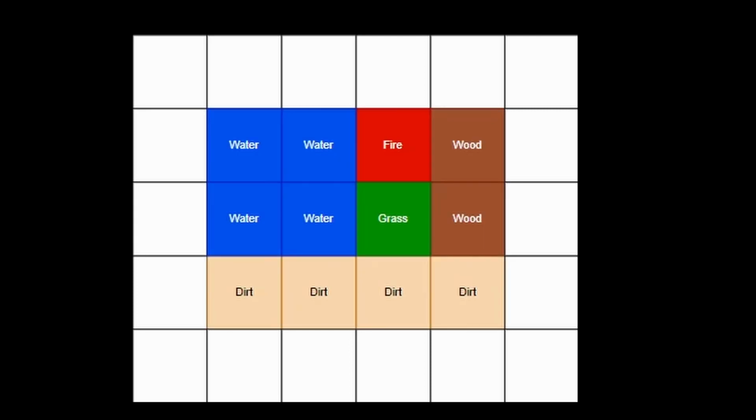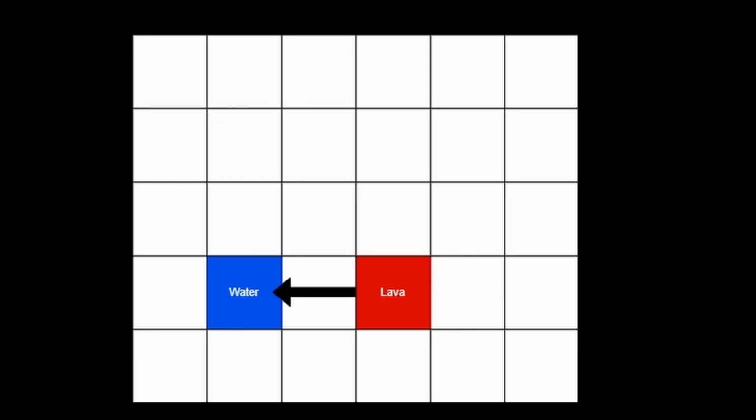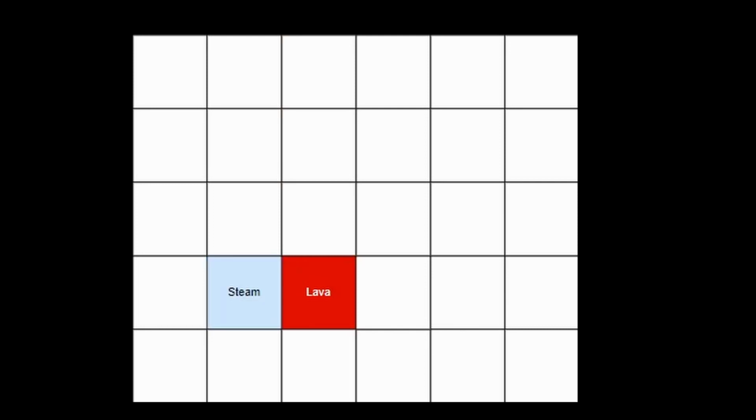Well, let's break it down into squares. Each square is a cell, and each cell is one type of thing. And each cell can do things because other cells are next to it. So let's say we have one cell that contains water and a cell of lava comes into contact with it. Well, then I can program it so that when that happens, the cell of water turns into steam. And I did. And a lot of other stuff.